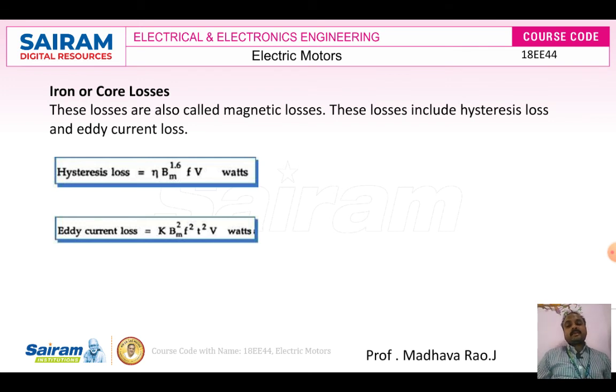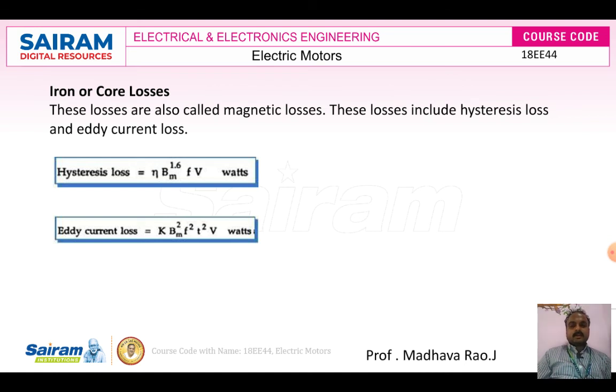So how do we minimize eddy current losses? By laminating the core with silicon steel material, we can minimize the eddy current losses, and by that we can also minimize the iron losses. So we need to laminate the core with silicon steel material. Silicon steel is like a varnish material that we have to take and put on both the field and armature core. Then we can minimize the iron or core losses.